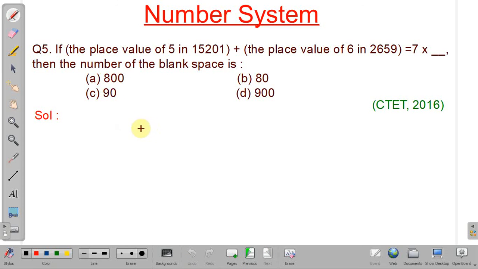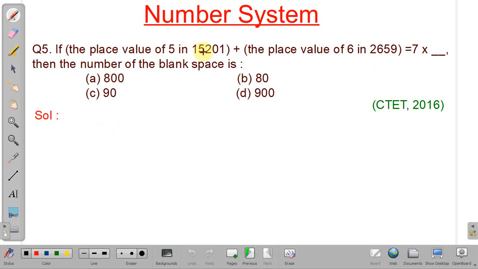Next question is again a place value question. So what is being told? The place value of 5 in 15201 plus the place value of 6 in 2659 equals 7 into blank, and we have to find the value of the blank. So we will assume that as x.